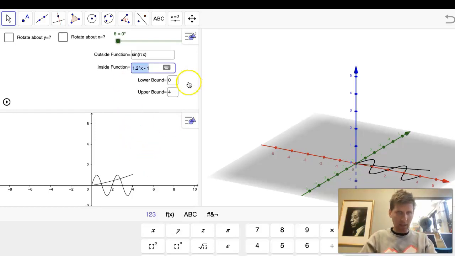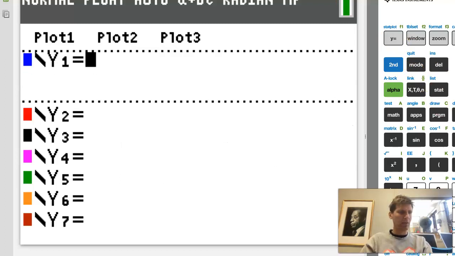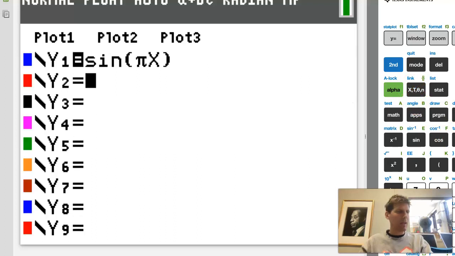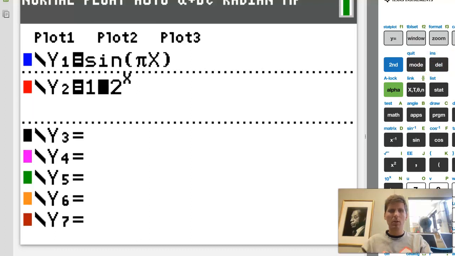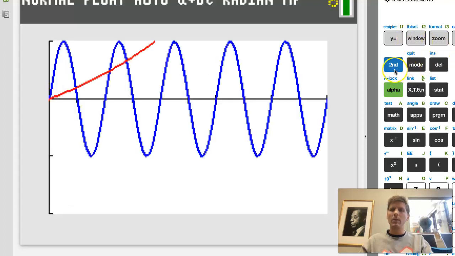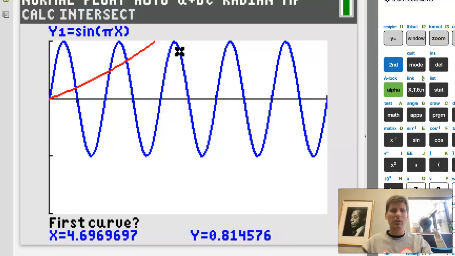And I think the upper bound, I'll actually look at my calculator because I might still have it up. I'll have to go ahead and find the intersection again. So sine of pi x, and then we had 1.2 to the x minus 1. Then when I do second calc intersect, I think it was 0.9 something.